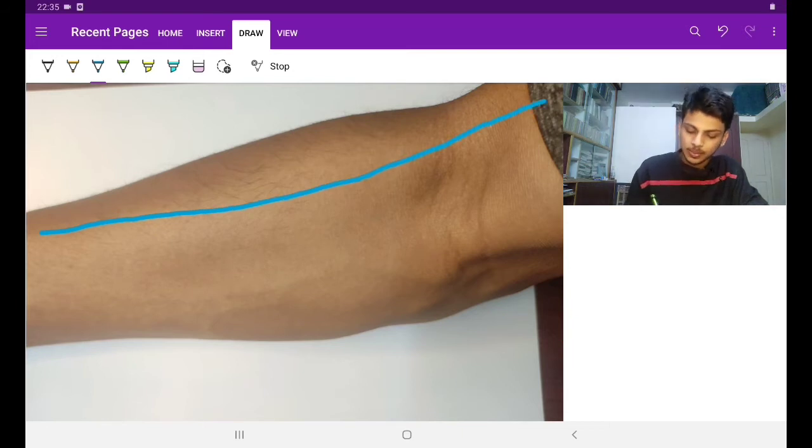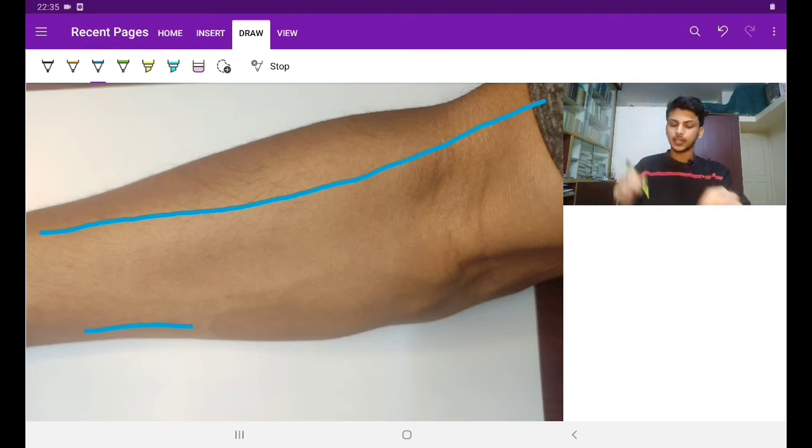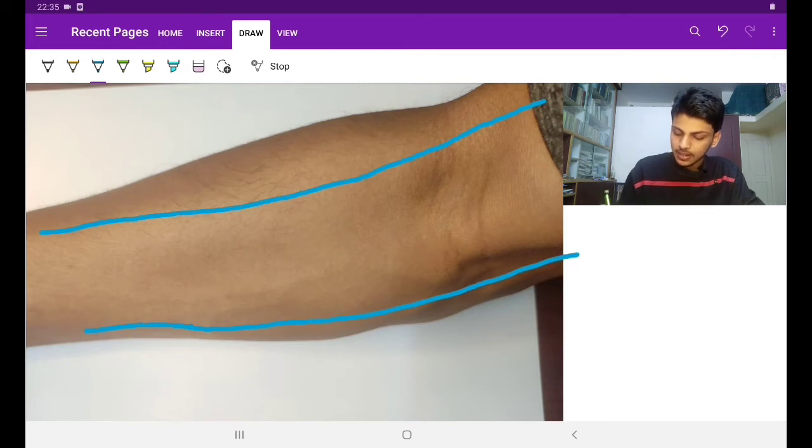It goes in the lateral aspect. Then there is the basilic vein. My basilic vein is a little in the posterior aspect, but usually, normally, it will be present like this. And then there will be the median cubital vein.